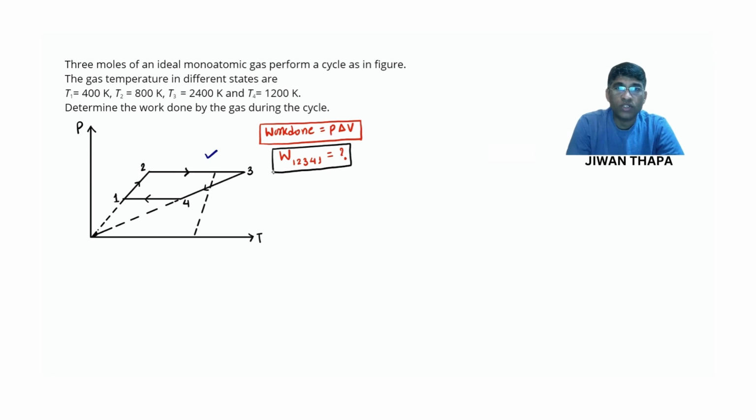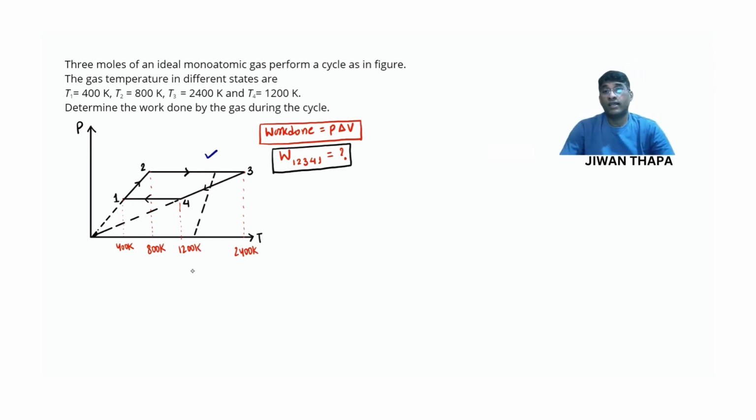Now, from the question, we have states 1, 2, 3, and 4, and the temperature of state 1 is 400 Kelvin, the temperature of state 2 is 800 Kelvin, the temperature of state 3 is 2400 Kelvin, and the temperature of state 4 is 1200 Kelvin. So we have this.